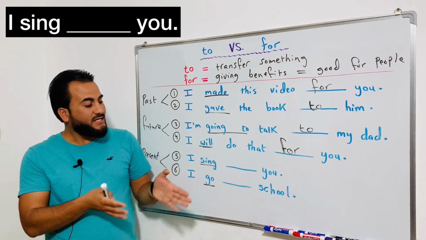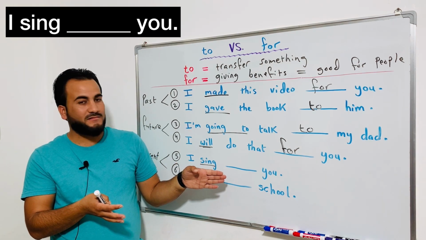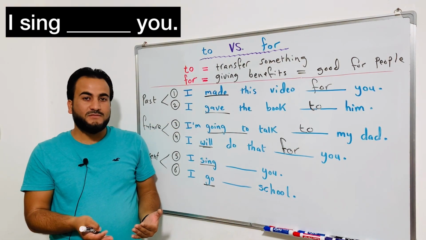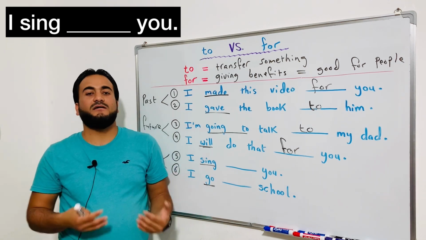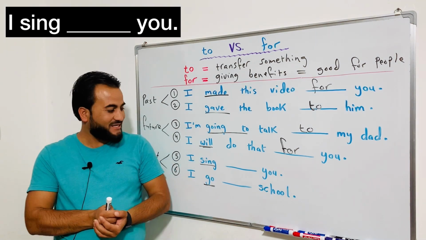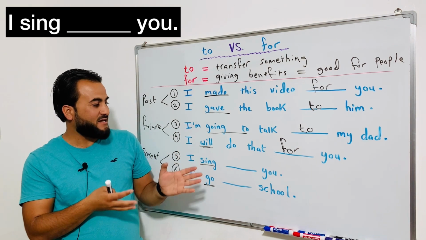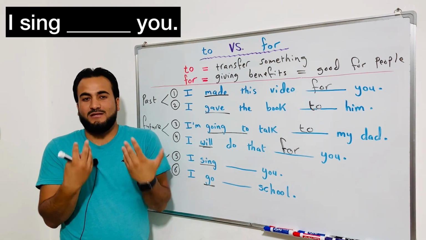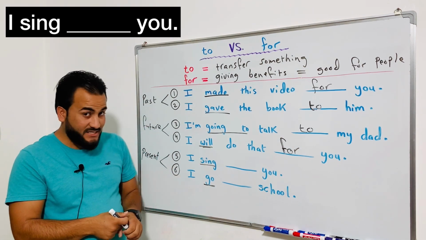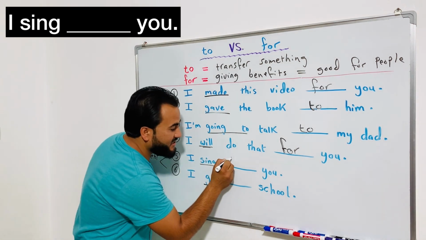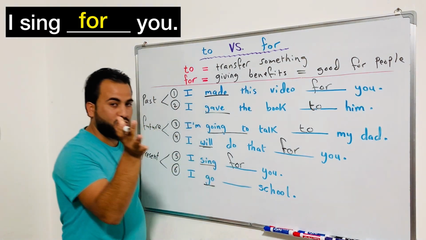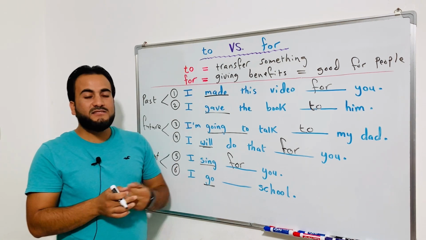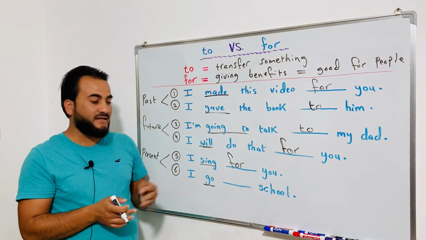Okay. فأنا لما بغني لك it's a good thing. It's a good thing. وأكيد you will be happy. رايح تنبسط وتكيف. Okay. معناها this is a good thing. معناها I'm giving you benefits. انت راح تستفيد انه راح تنبسط مني. Okay. So the answer is I sing for you. Okay? Very nice. Let's see the last sentence here, the last example.